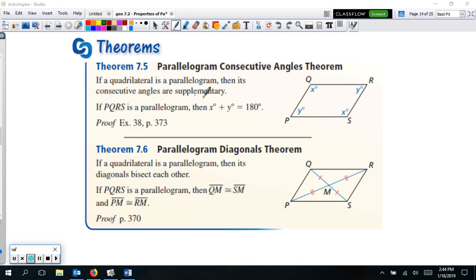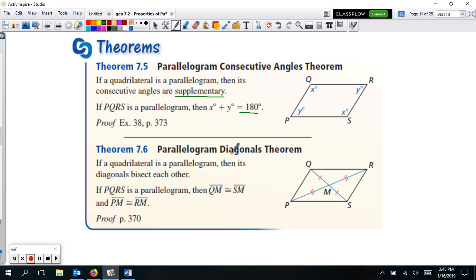Okay, the next two theorems there in your notes. We have the parallelogram consecutive angles theorem. So that basically means that the consecutive angles, not opposite angles, consecutive are next to each other, they're going to be supplementary. So supplementary, which means they equal 180 degrees. So if we add up these two here, they'll equal 180. If we add these two up, they'll equal 180. These two add up to equal 180. These two add up to equal 180. So all the consecutive angles will add up to equal 180.